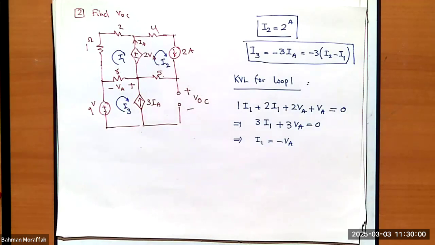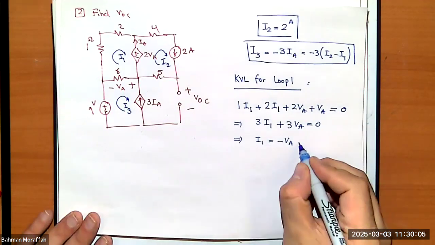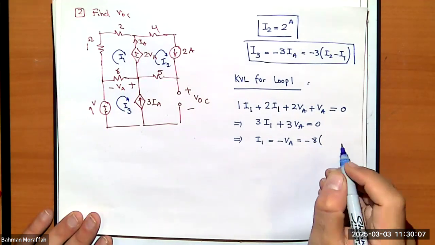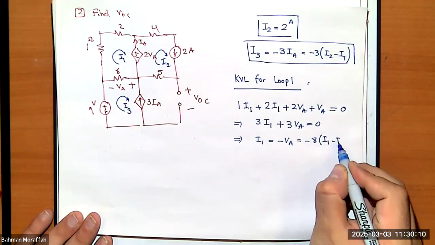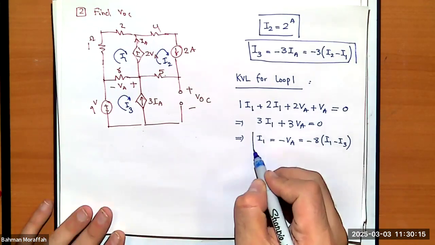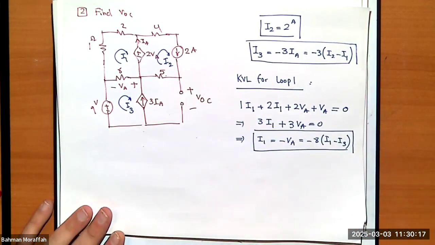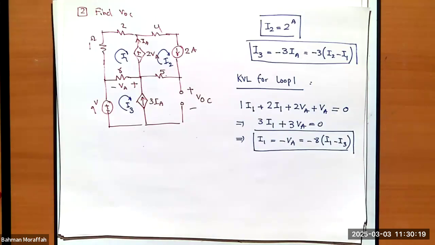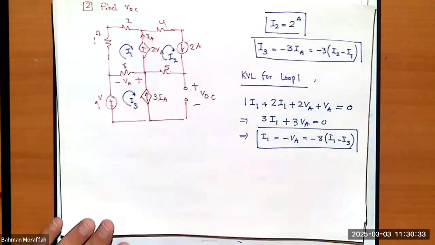It's I1 minus I3. Right? So it's -8 times I1 minus I3. Look what I have. I have 3 equations, 3 unknowns. Well, basically, I have 2 equations and 2 unknowns because I already know I2, right? I can plug it in there, right? So I can solve for I1, I2, and I3.